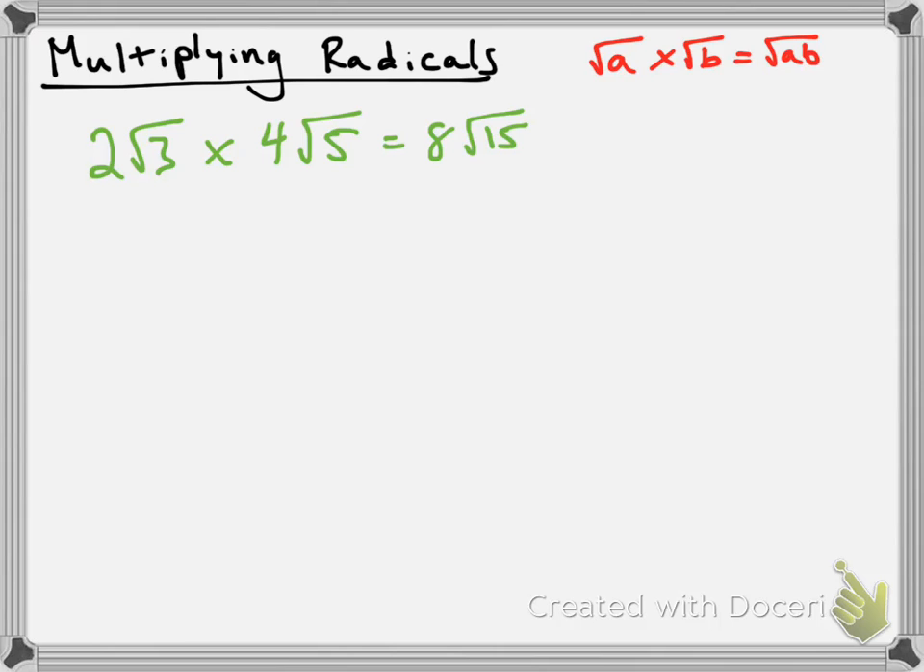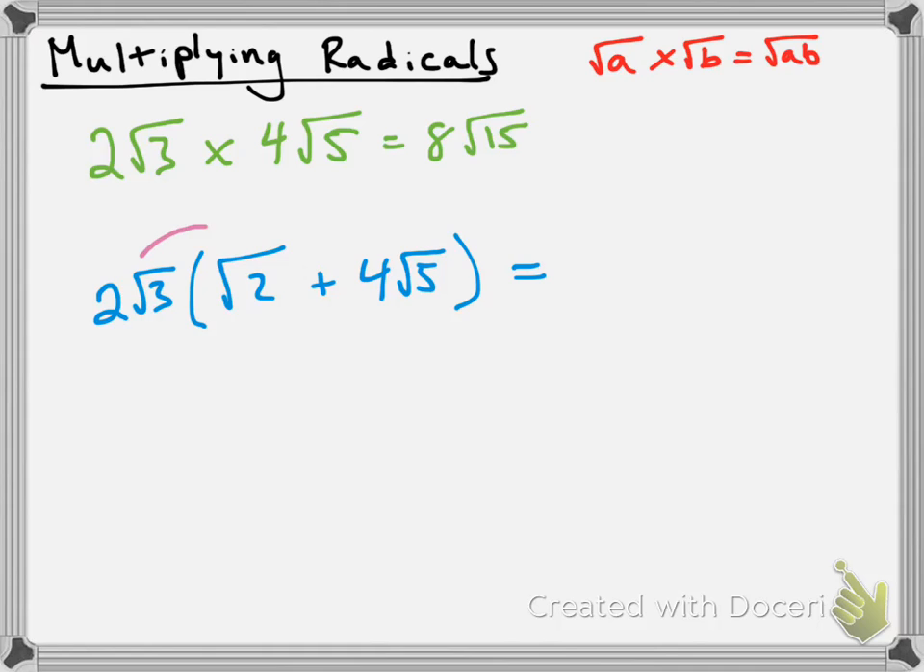Let's step it up a notch here. So what happens if I have something like 2 root 3 and I'm multiplying that by root 2 plus 4 root 5? Right? So this looks kind of like a distribution property question, and that's exactly what it is. So I'm going to multiply this 2 root 3 into the set of the brackets one at a time like that. So I'm going to multiply both terms inside of the brackets by 2 root 3. So it's kind of like an example of the first problem 2 times, right?